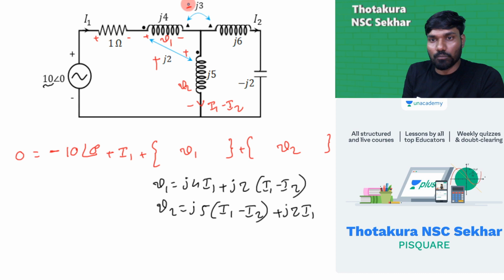Now coming to the second loop. This is the second loop. For this loop, careful guys, if I go this way, what will I have? Minus V2. This is a minus V2. Careful with this. Minus V2.